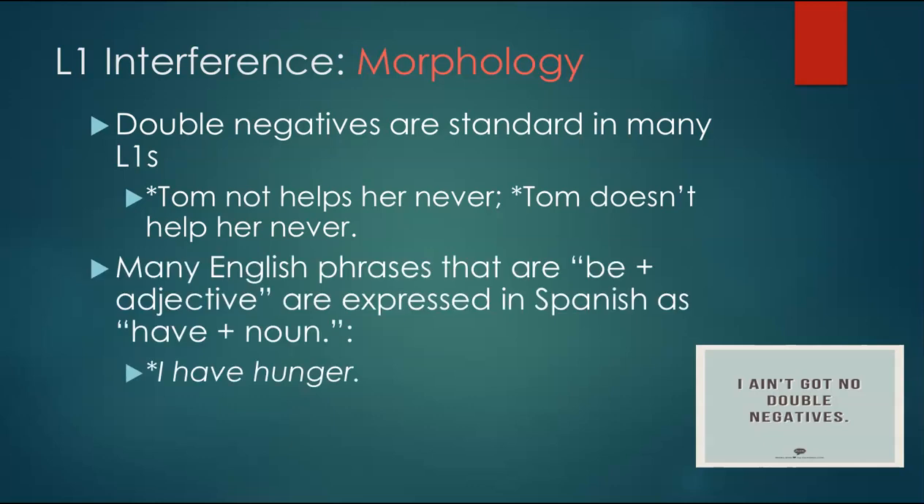Also, many English phrases that are be plus an adjective are expressed in Spanish as have plus a noun. So instead of I am hungry, we would hear I have hunger in Spanish. So sometimes that can also cause some of these morphology L1 interference. I'm curious if you can think of any more of these that you've heard that might be connected to the first language of this person you're listening to.